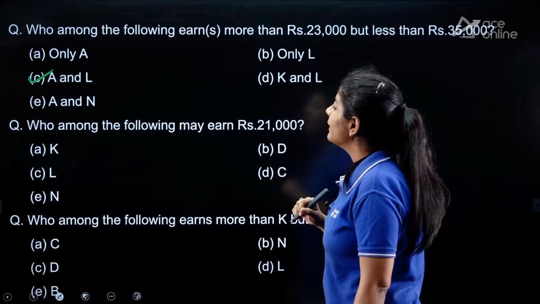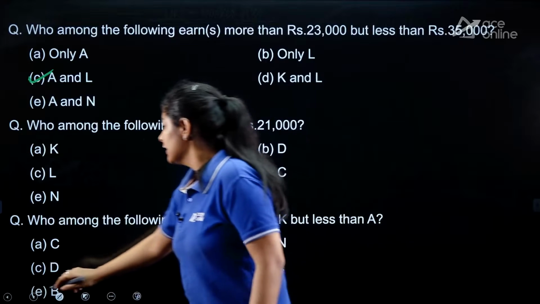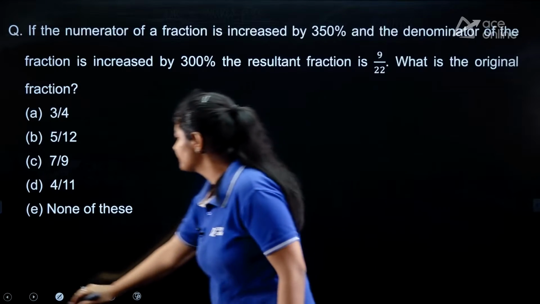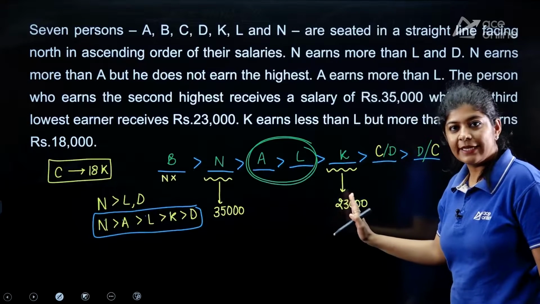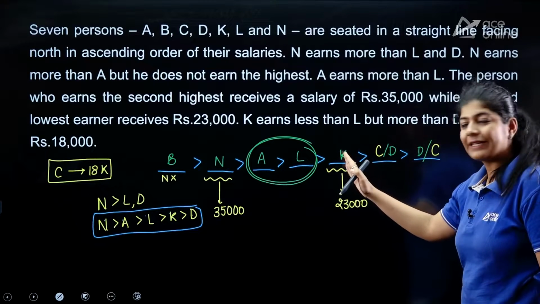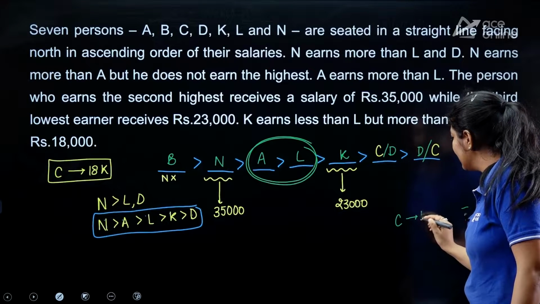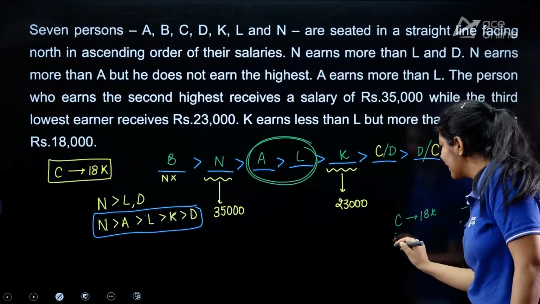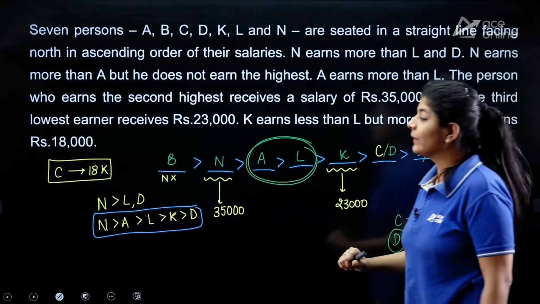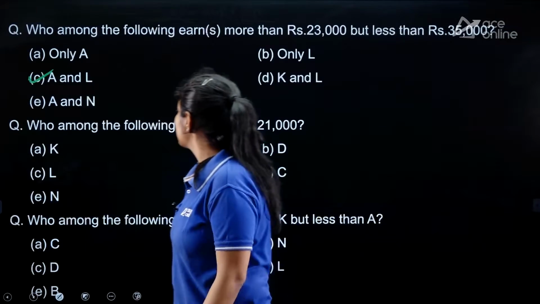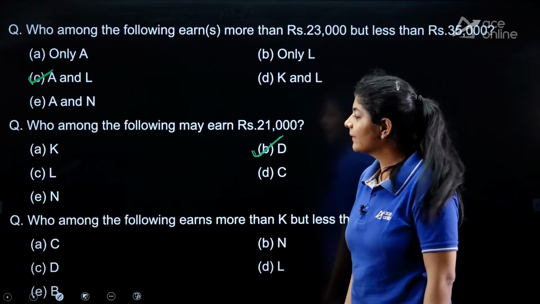Next. Who among the following may earn rupees 21,000? Okay, so 21,000. We know that it is less than the value that K is earning, right? So we can say that if C is earning 18,000 rupees, then we are only left with the person D, because D is earning less than 23,000. That means the correct option over here is option number B, right?